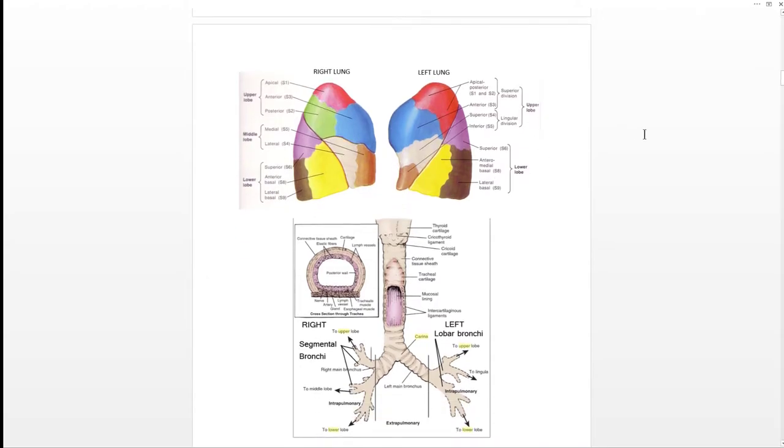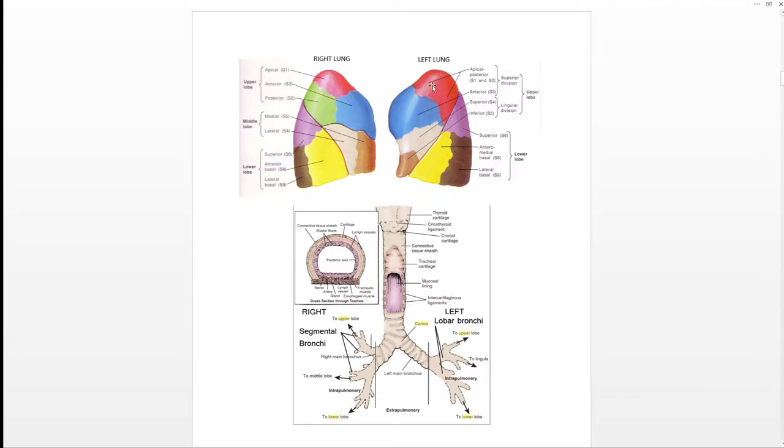You can break lungs down, of course, into segments. I'm not so interested in that, but you should know the difference between the right and the left lung. The right lung has 3 lobes, the left lung has 2 lobes. Both have upper lobes, both have lower lobes, and the right lung has a middle lobe. So that's the difference.